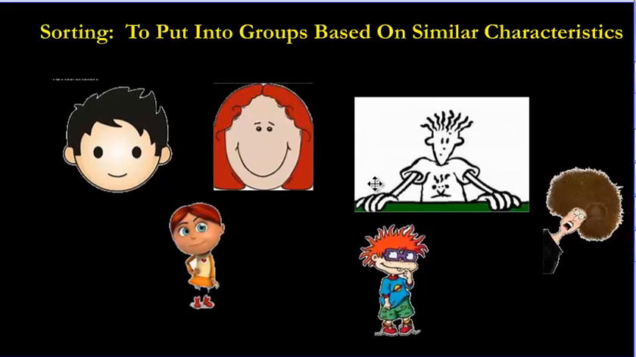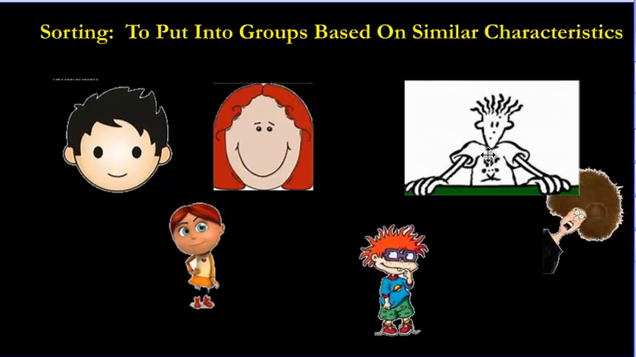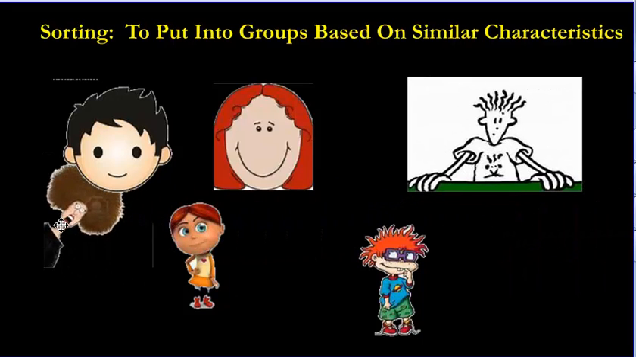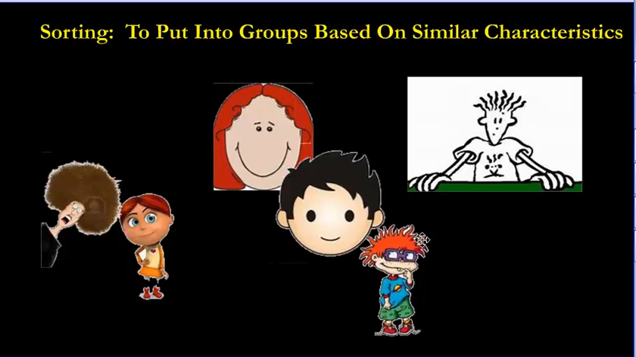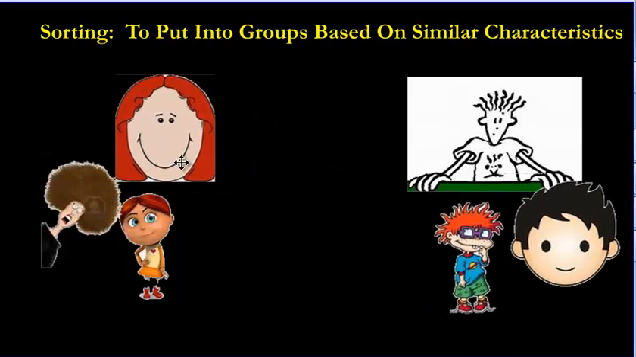For example, you could sort it based on gender. Put all the boys together and put all the girls together. That's already done here. Oh, wait, hold on. No, she's a girl. That's a girl. That's a boy. That's a boy. Okay, we got it here. We sorted into two groups.